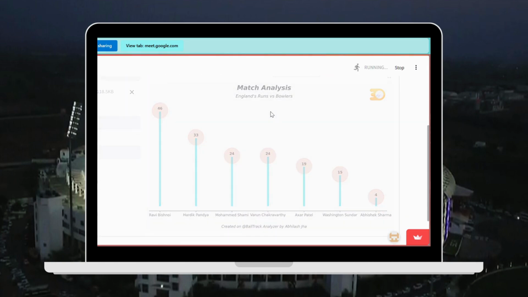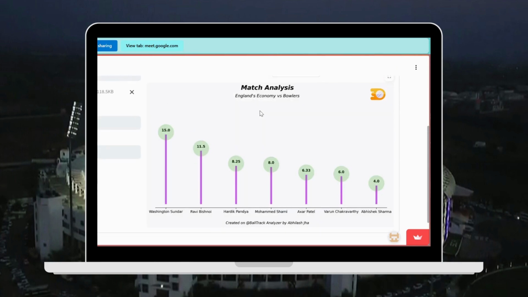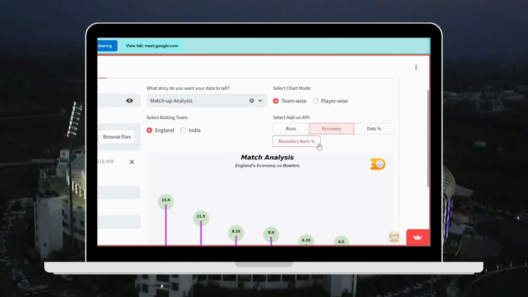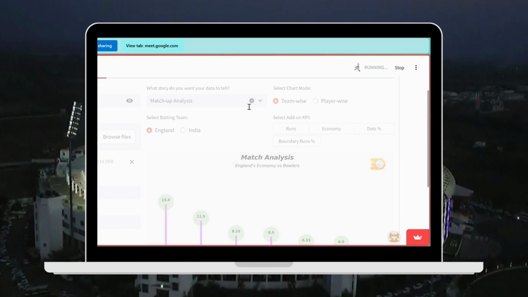Let's look at the economy rates then. Ravi Bishnoi was once again the most expensive bowler for India. Washington Sundar, who bowled just one over, gave away 15 runs. So he didn't bowl his full quota of overs, but he had a bad outing too.